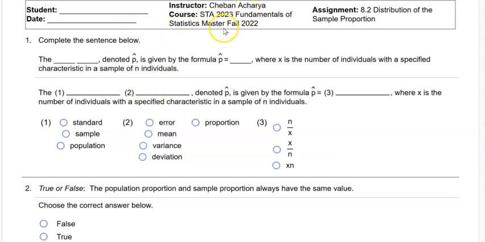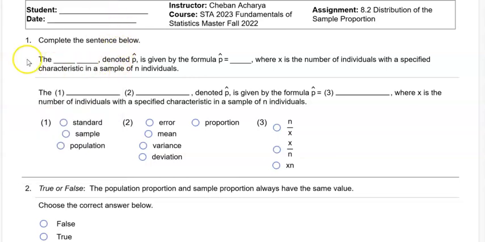In this video, I'll do the homework from sampling distribution of sample proportion, and the previous video about sampling distribution of sample mean. This is about the proportion. Okay, so here the first question. Complete the sentence below.